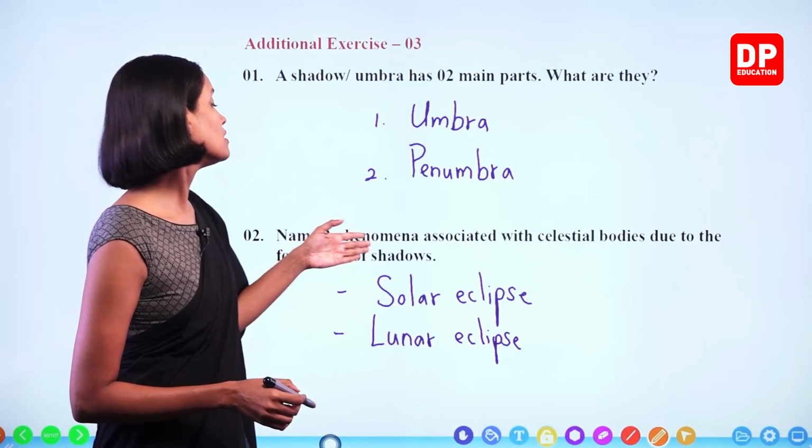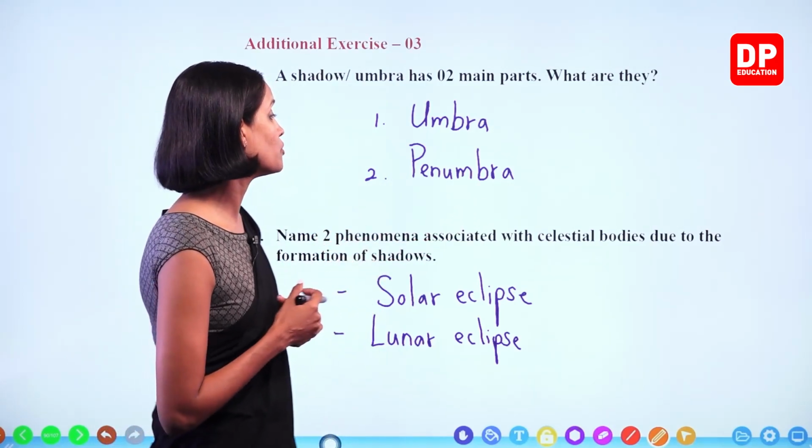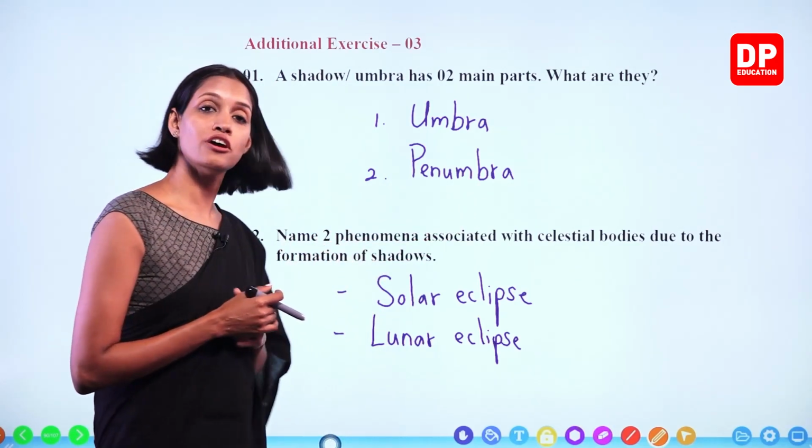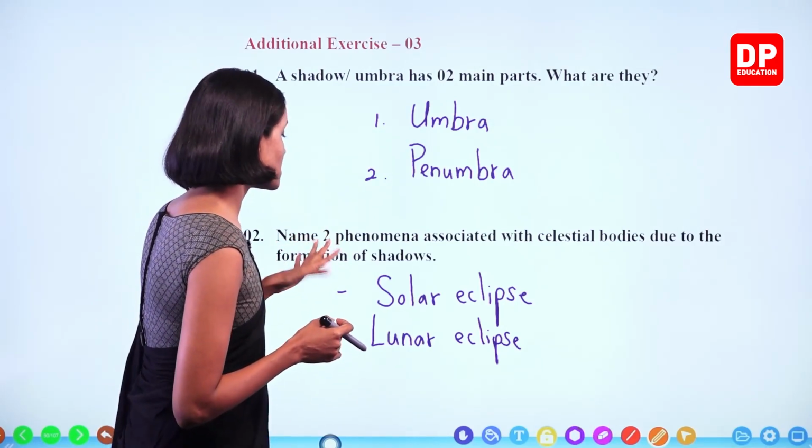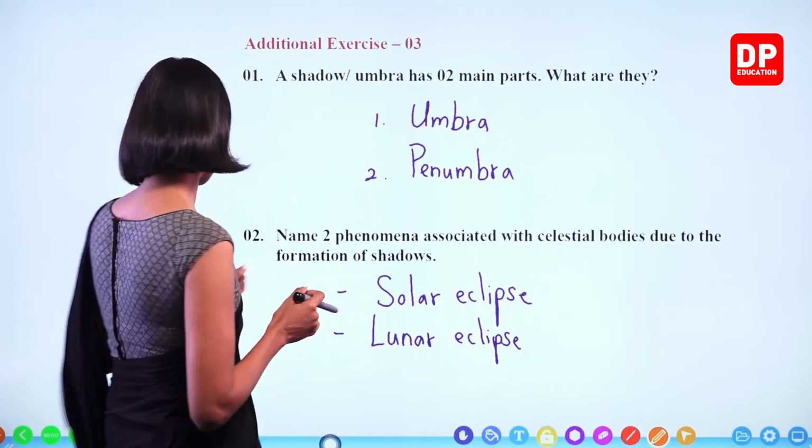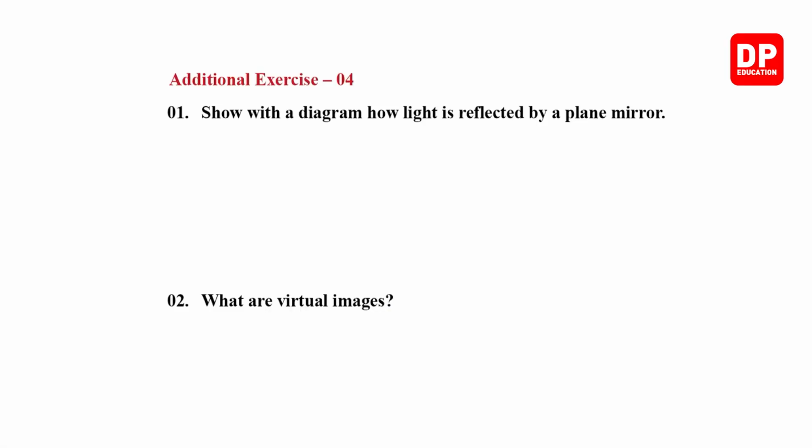Name two phenomena associated with celestial bodies due to the formation of shadows: solar eclipse and lunar eclipse. Right? Exercise number 4.